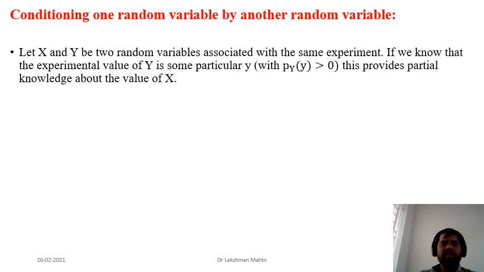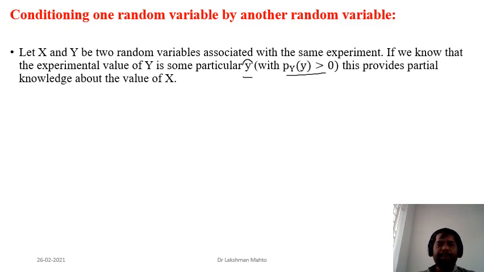Suppose we have two random variables X and Y, both associated with the same experiment, and suppose we know that the experimental value of Y is taking some particular value, a small y, with positive probability, p_Y(y) greater than 0. That means we have information about this one. So that is the partial information, and this partial information will provide partial knowledge about the happening of X.